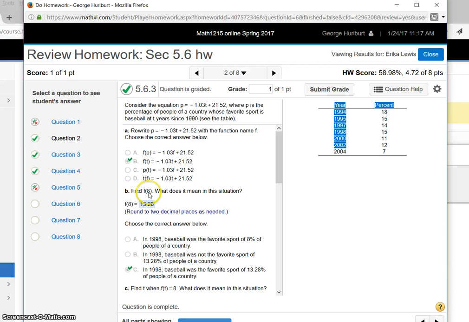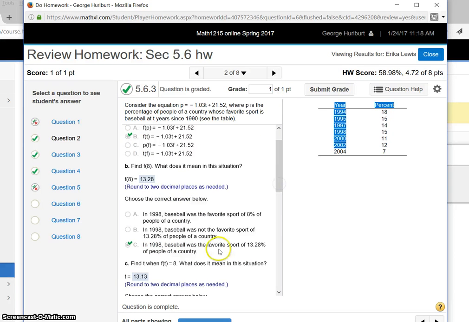Find f at 8. Okay, what f at 8 means is we're taking 8 and plugging it in for the t number. So you take 8 and you plug it in right there. You grab your calculator, you type that up, and you got 13.28. So what that would mean, 8 is a number of years. So we started in 1990, so 8 would be 1998. So in 1998, 13.28% said baseball was their favorite, and that was answer C.